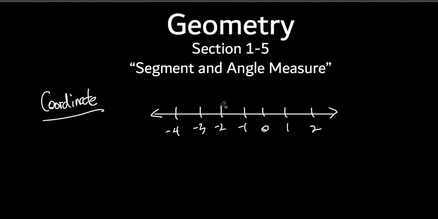So let's put some points here. Let's put a point at -2. Let's put a point at 0. And let's put a point at 1. And let's name the points.